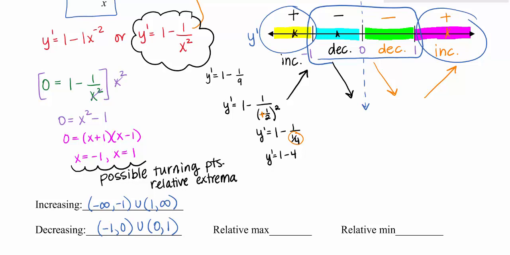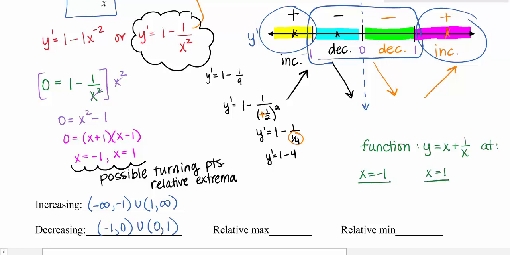So again, I think that turning point occurs at -1. So I want to evaluate your function, which is y equals x plus 1 over x at x equals -1 and at x equals 1. All right, so if x equals -1, I get -1 plus 1 over -1. -1 plus -1 is -2. So I have a point here, -1, -2. And if I put in a 1, I get y equals 2. So I have the point 1, 2.